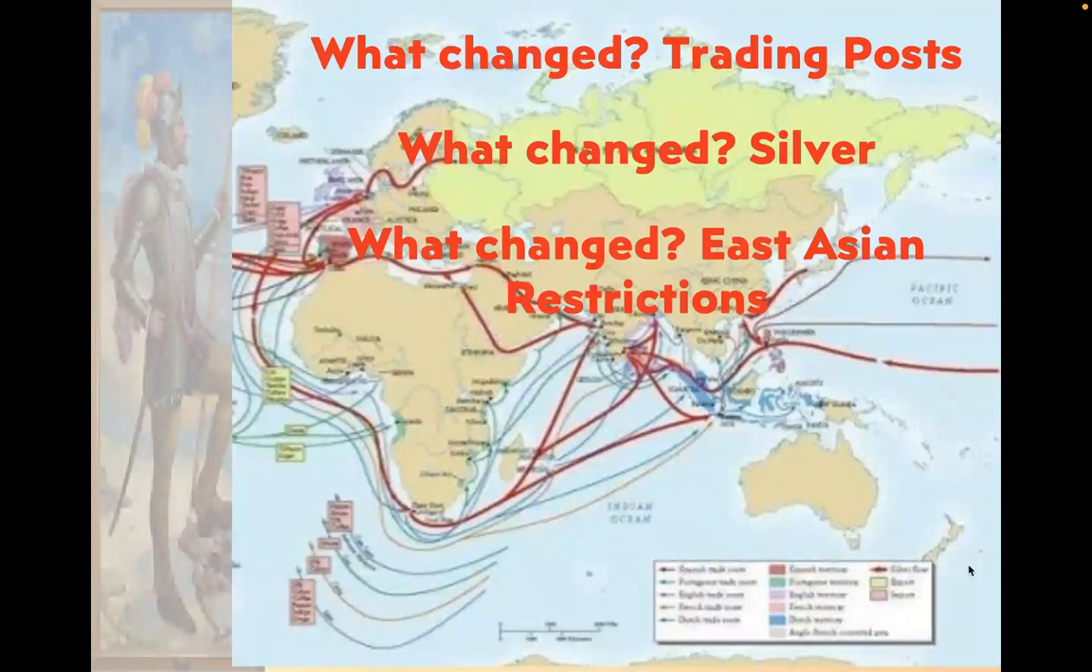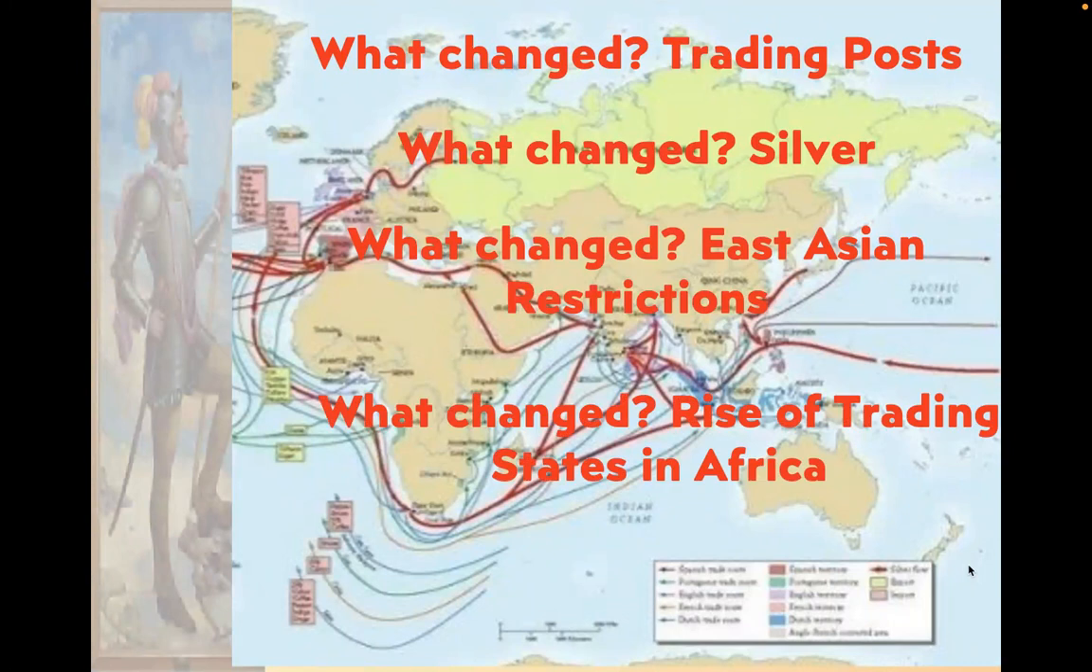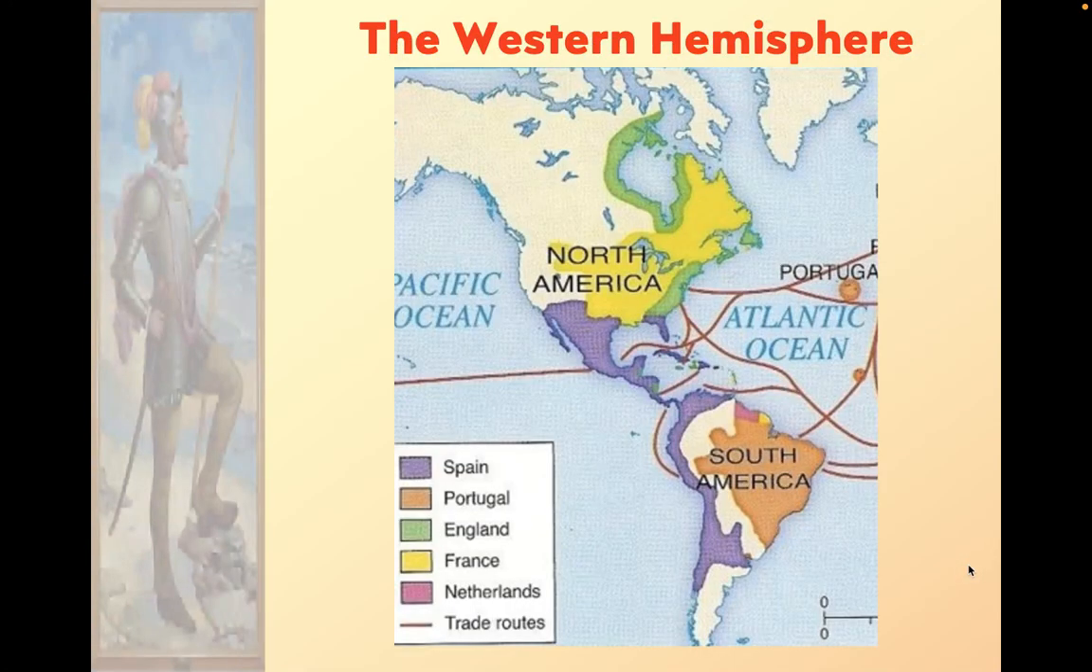Another thing is that we see the rise of new trading states in Africa, most importantly the Ashanti and the Kingdom of Congo, that are controlling trade because of those diseases that we spoke of before. Europeans could not go in the interior. So these kingdoms became very powerful because they were controlling the trade of slaves with the Europeans, and they received gunpowder weapons.